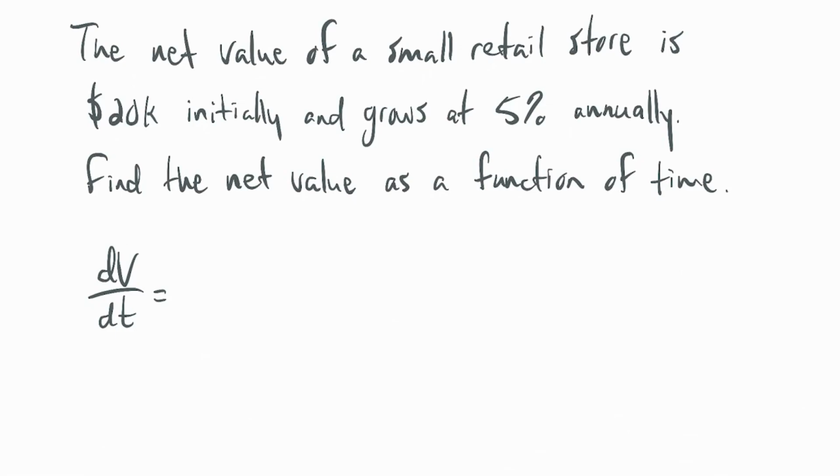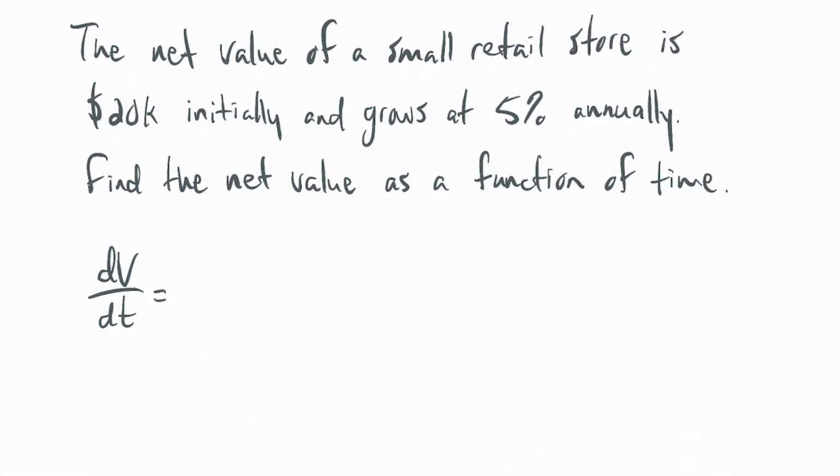Okay, so this is our first example of an application problem using a differential equation. So this problem says the net value of a small retail store is $20,000 initially and grows at 5% annually. Find the net value as a function of time. Okay, so these can be rather challenging because the setup is something you have to figure out. I think in the online homework, either the problem will be very similar to this, you can kind of model it after this, or you'll be given the initial setup differential equation. It depends on the problem.